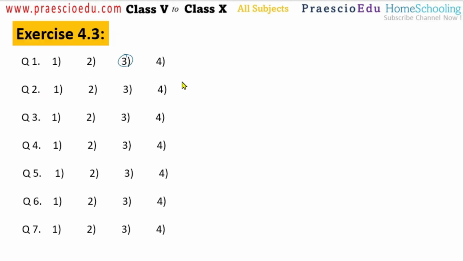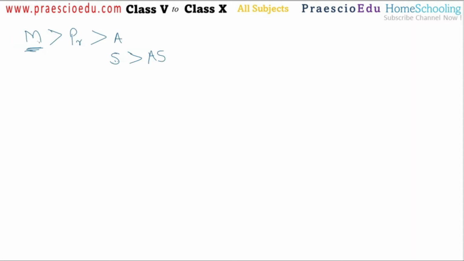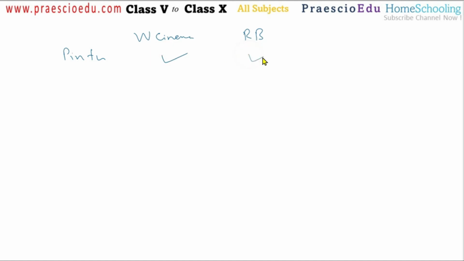Now question number 2. Pinku likes to watch cinema as well as read books. So we will make a table like that. Here Pinku likes to watch cinema, so I will write cinema, then reading books, RB. Now we are talking about Pintu. Pintu watches cinema and reads books.